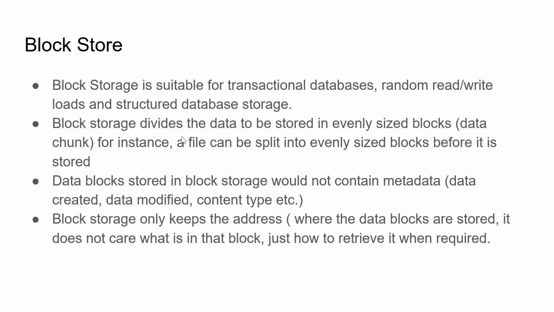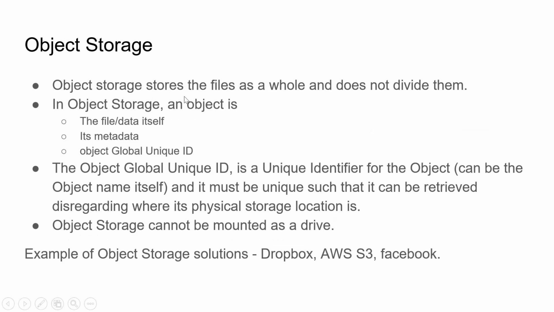But in object storage, it's not like that. Object storage stores the file as a whole and does not divide it. So if it is 200 GB, it will store 200 GB at a time. It won't do any division. That is the feature of the S3 bucket. In object storage, an object is the file or data itself, its metadata, and every object will have a unique ID, a global unique ID. I will tell you when we start learning S3; we'll come to a term called global unique ID.